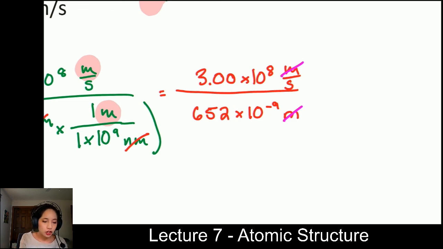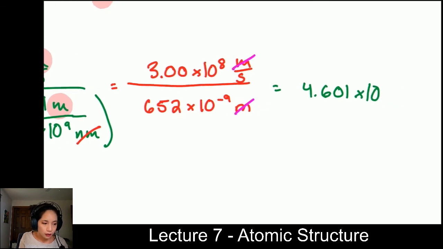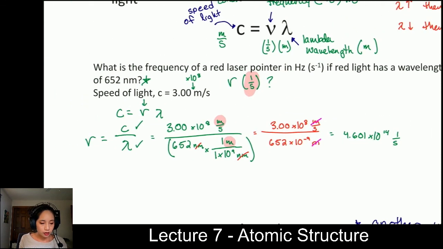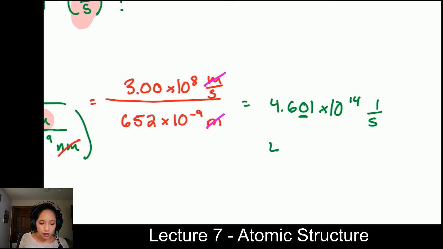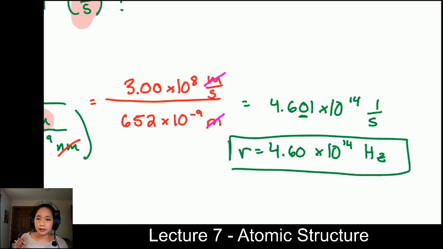So now if you plug that into your calculator, you should get an answer of 4.601 times 10 to the 14 per second, or 1 over seconds. Let's check our sig figs here. The numbers we were given both have 3 sig figs, so our answer needs to have 3 sig figs. I can rewrite my true answer as 4.60 times 10 to the 14 per second or hertz. So that is our frequency of red light.